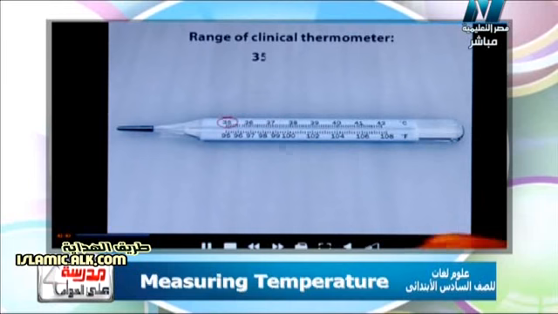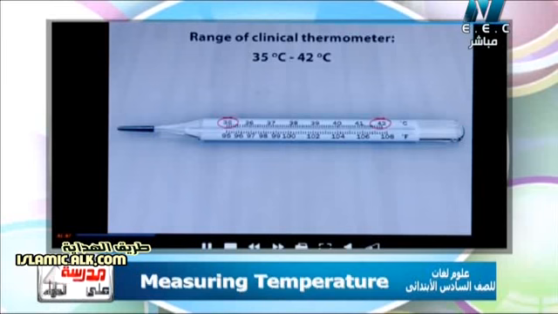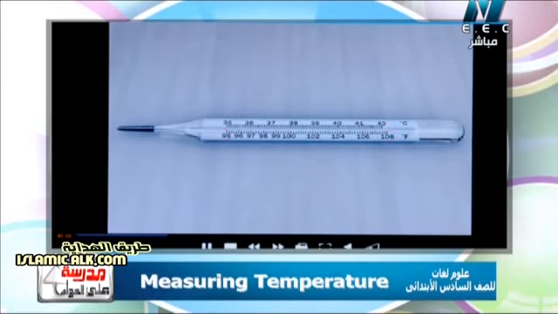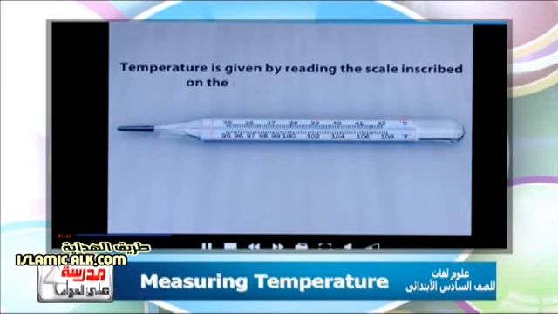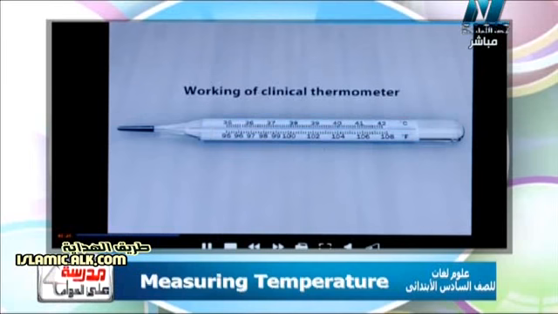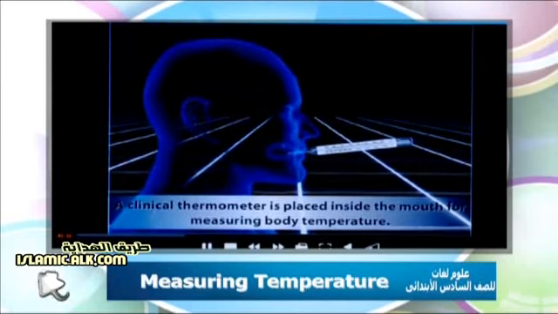Okay, and now the range of the clinical thermometer is from 35 to 42 Celsius. Okay, again, the range of the medical thermometer is from 35 Celsius to 42 Celsius. And Fahrenheit is a completely different temperature scale that we don't have this year, but we may talk about it later if there is time. So temperature is given by reading the scale inscribed on the side of the thermometer. I read exactly what the scale says.